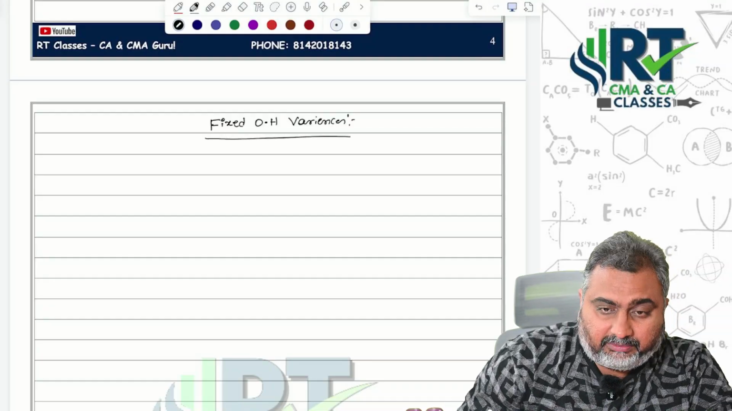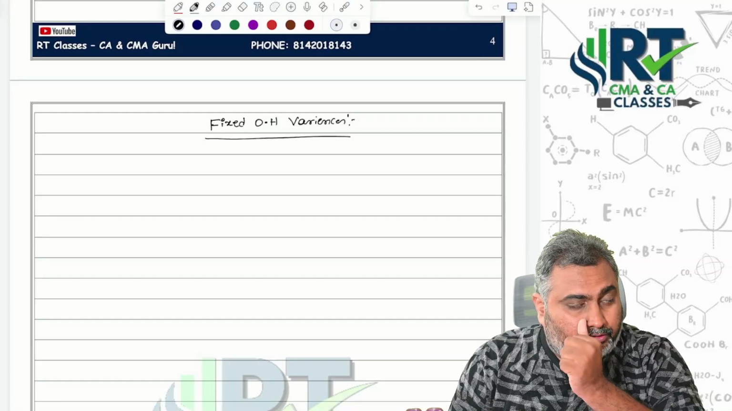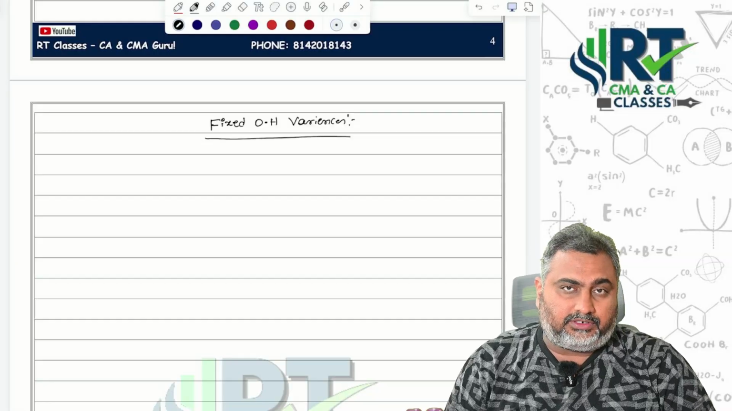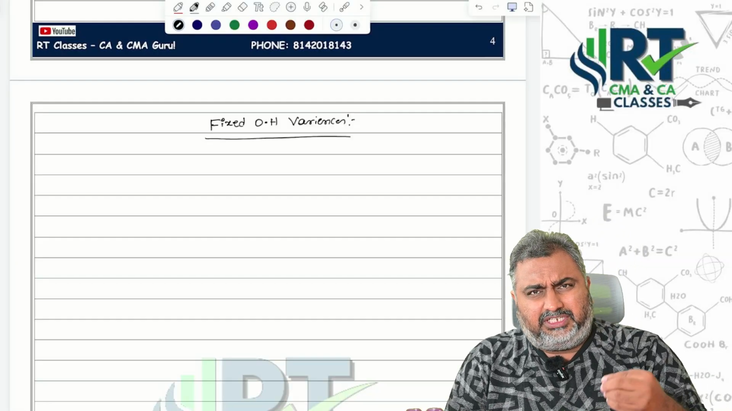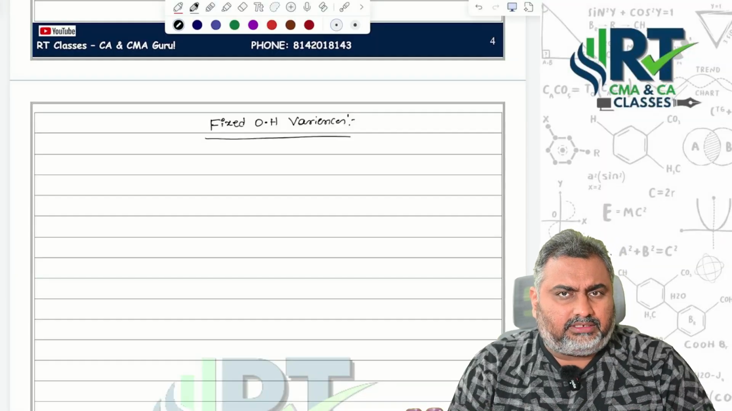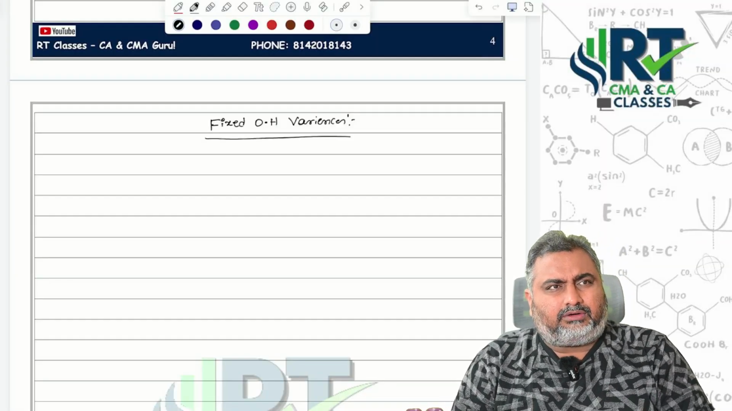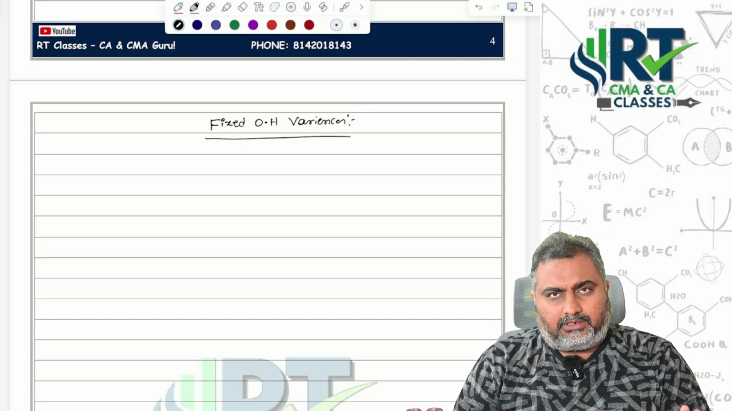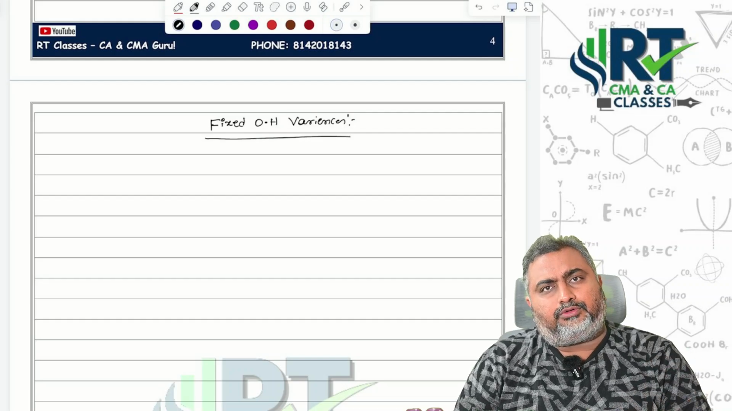If you are a CMA Inter student, especially for your Group 2, this is a compulsory question in the examination for 7 marks. You can also see MCQs, so you can expect a minimum of around 15 marks from this chapter when it comes to CMA Inter Group 2.